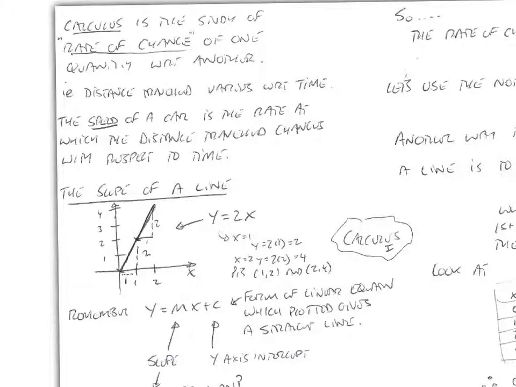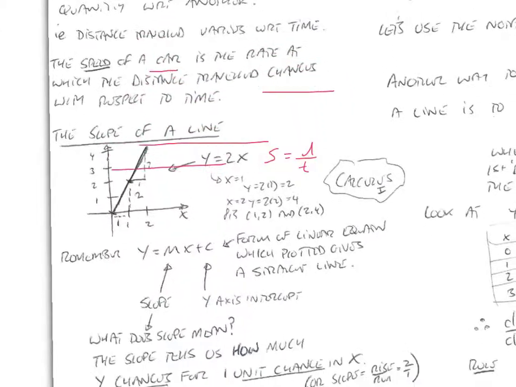Alright, so calculus is the study of the rate of change of one quantity with respect to another, i.e. how the distance travelled varies with respect to time taken. So the speed of a car is the rate at which the distance travelled changes with respect to time. So remember, speed equals distance over time. So just put it there for now, and we'll just move on.